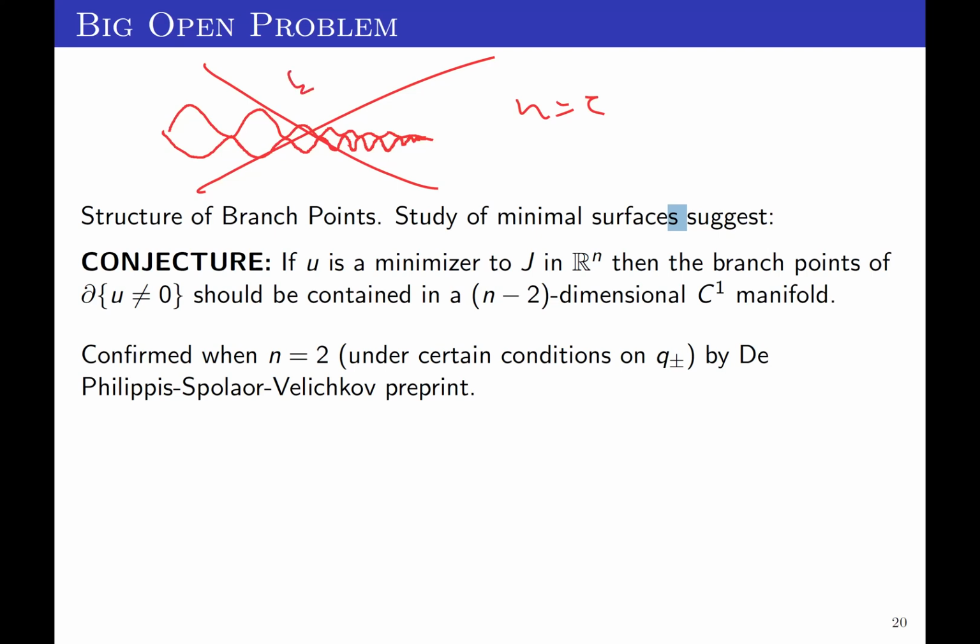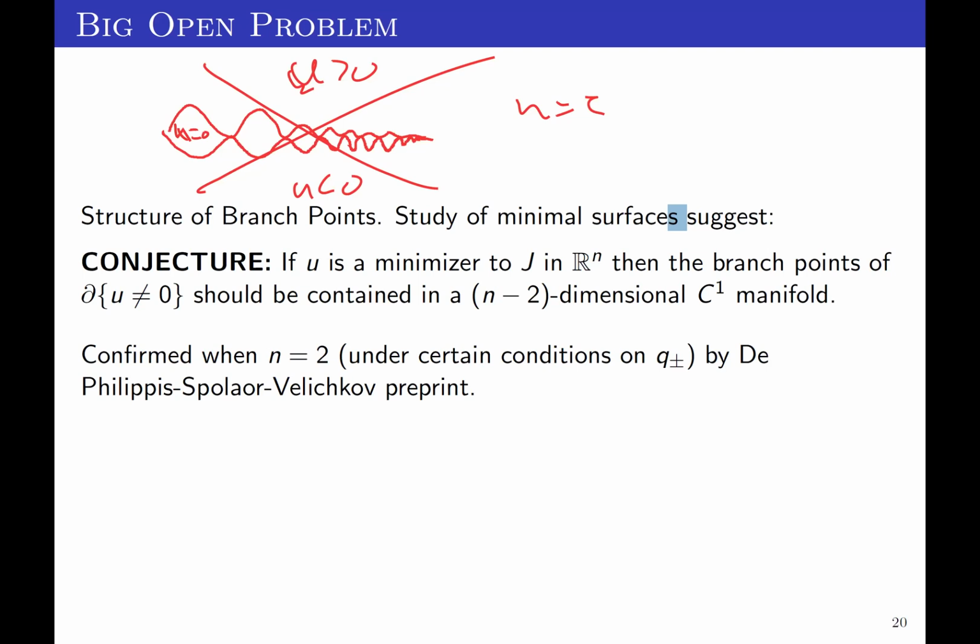Again, this is the positivity set, this is the negativity set, and inside these little pools, u is equal to 0. Understanding the analogous conjecture in minimal surfaces is a really big open problem that lots of people are working on. In the free boundary world, this conjecture was confirmed by the aforementioned preprint when n equals 2. But it's wide open when n is larger.